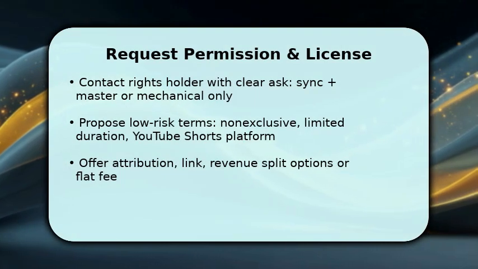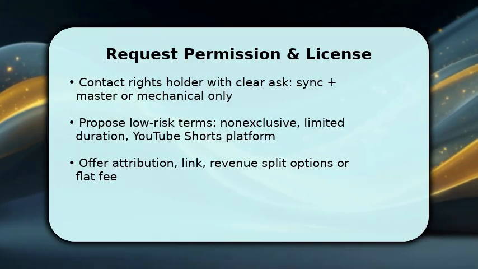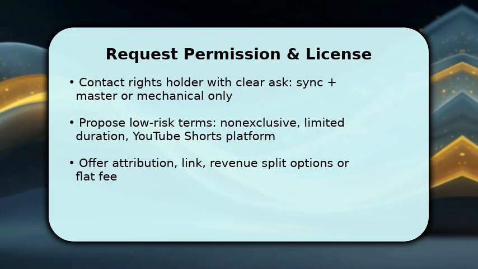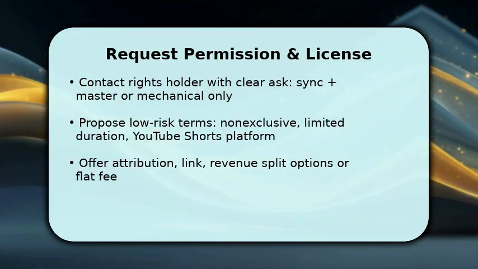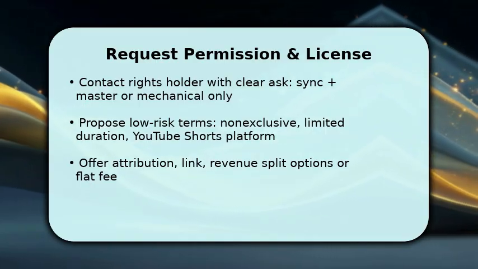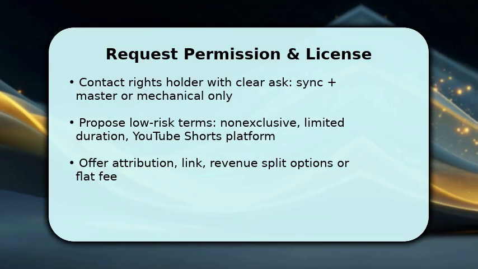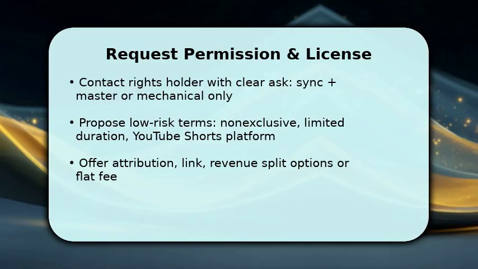Next, request permission using a short professional message that states the exact clip length and use on YouTube Shorts. Explain distribution scope and propose simple terms: non-exclusive, limited duration license, and offer options: attribution, revenue share, or a flat fee. This speeds approval. If the owner requires a Content ID claim, negotiate split percentages or whitelist.